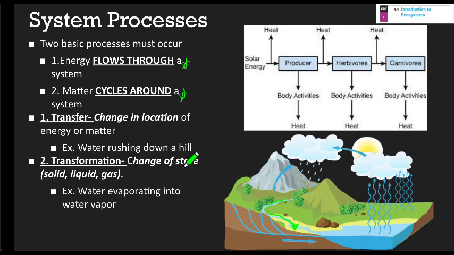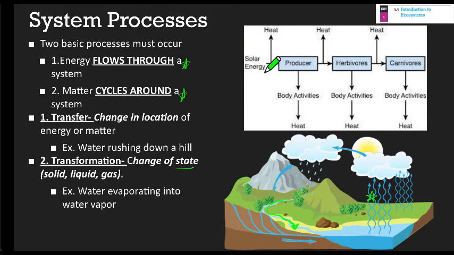Transformation usually involves a change of state. Here we're talking about solid, liquid, or gas. So here's a good example, right? Evaporation. We have liquid water into gaseous water vapor. It gets up in the atmosphere. It is also changing location. So there's an example of a transfer and a transformation, changing location here. So water evaporating into water vapor is a good example of that.